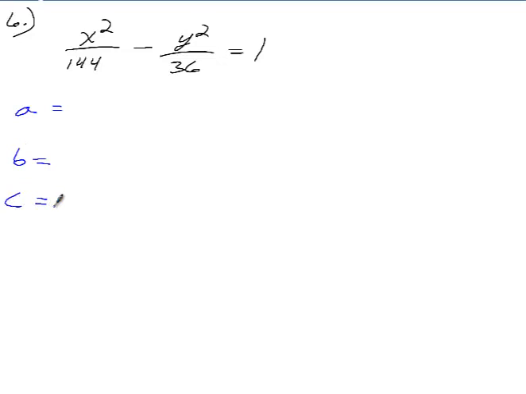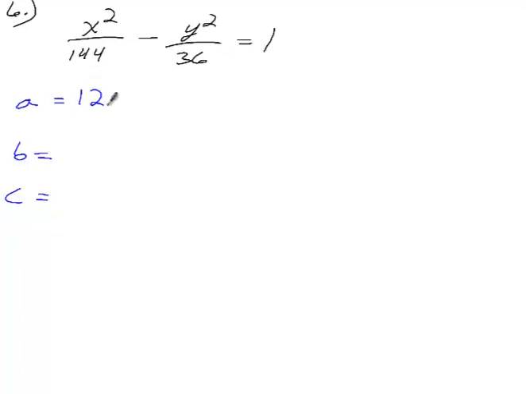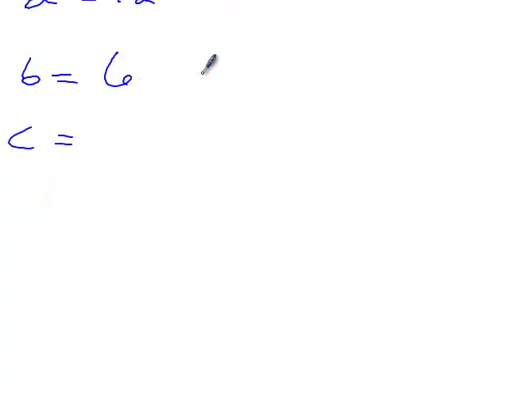So for a hyperbola, where is A? In the lead or in the second piece? In the lead, right? So the 144 represents my A squared. So if 144 is A squared, how big is A? 12. All right, the second piece is my B. So if B squared is 36, what's B? 6. And then C is my focus, right?